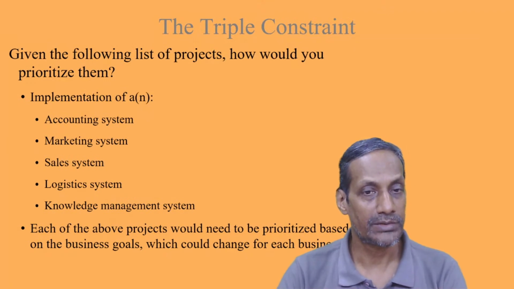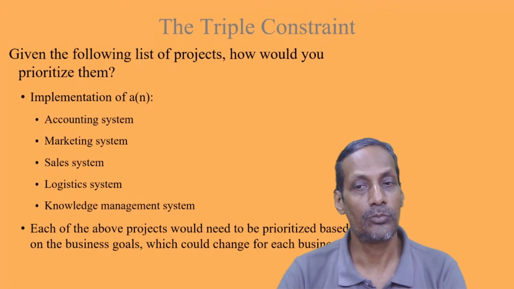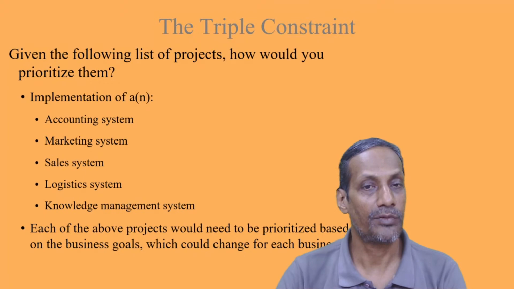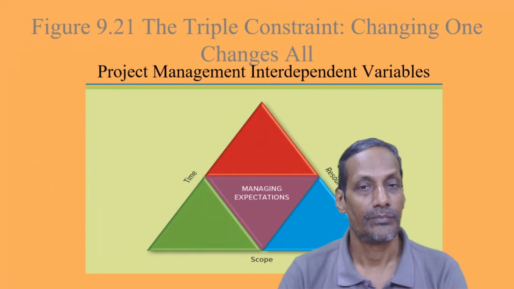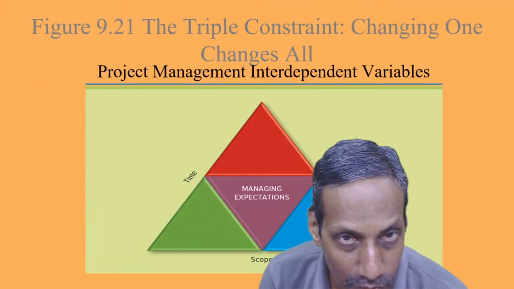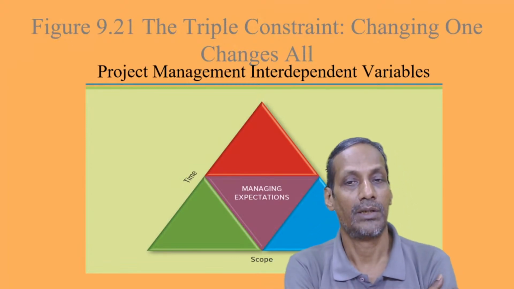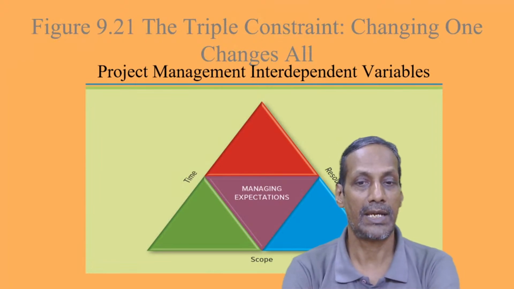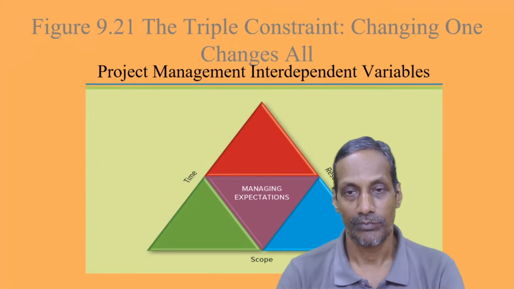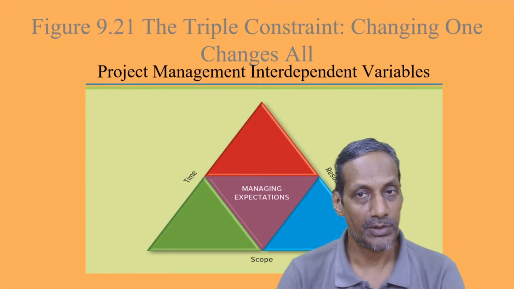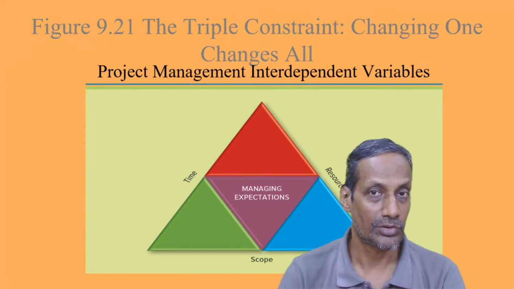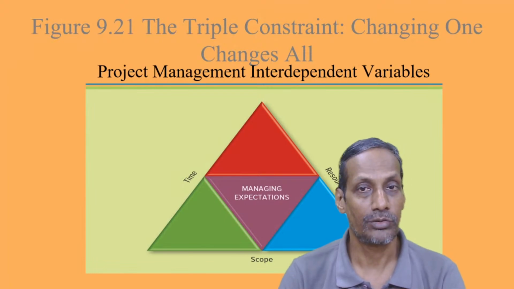Each of the projects that I discussed just now would need to be prioritized based on the business goals, which could change for each business. This particular slide shows that there are three interdependent variables in project management for managing expectations: time, scope, and resources. Time is important, the scope of the project is important, the resources that will be utilized to come up with the solutions are also important, and you need to manage these expectations.